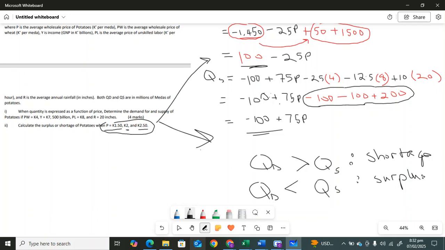Okay. So we'll start with when the price is 1 kwacha 50 ngwe. We'll substitute it into the demand function and we'll substitute it into the supply function. We're going to see which one is greater. So when P equals 1.5 kwacha, in the demand function QD equals 100 minus 25 and substitute P with 1.5. So 1.5 times 25, what do we get? 100 minus 37.5.